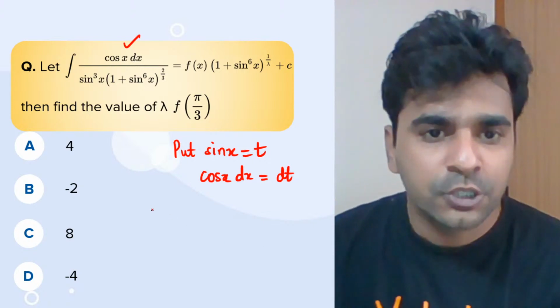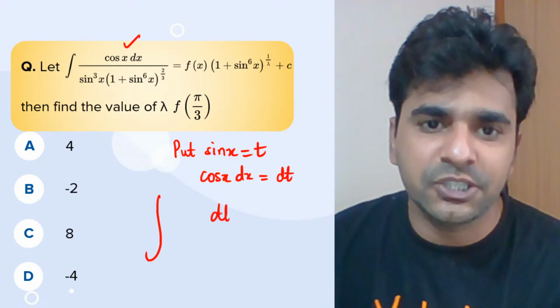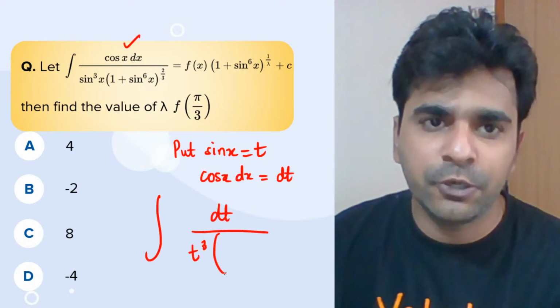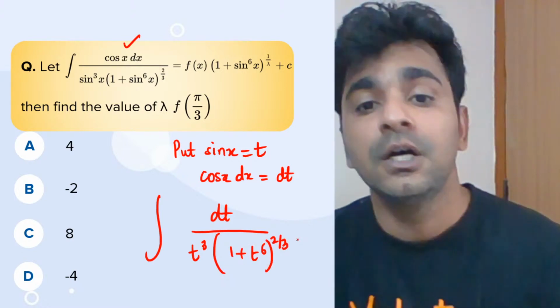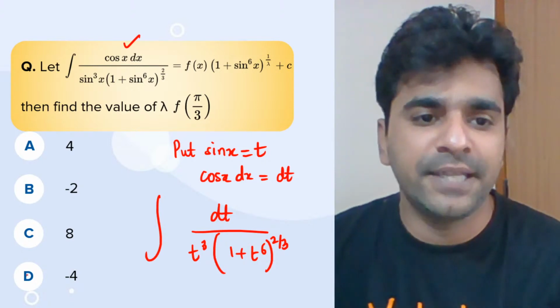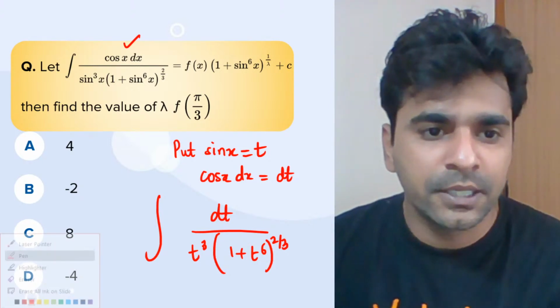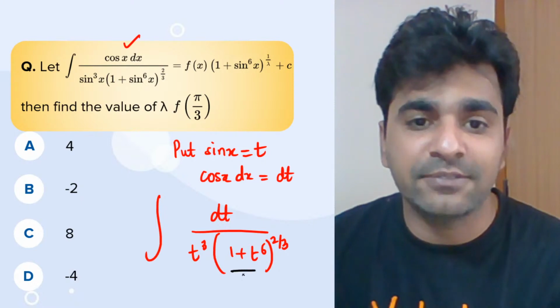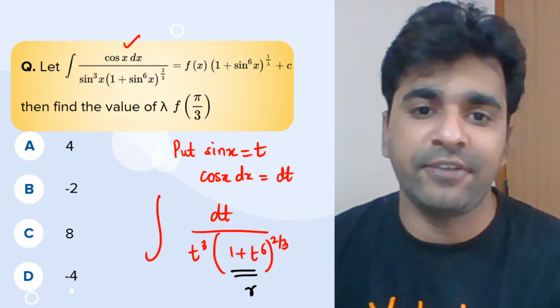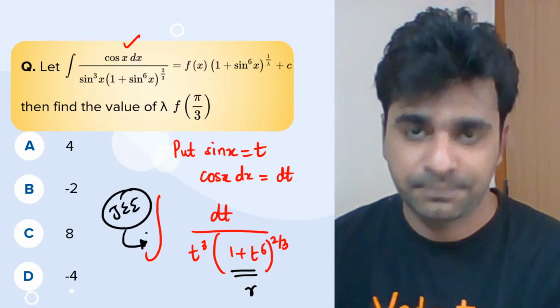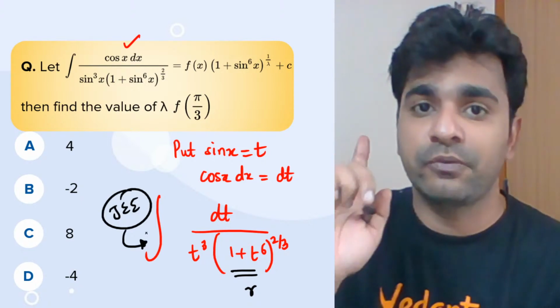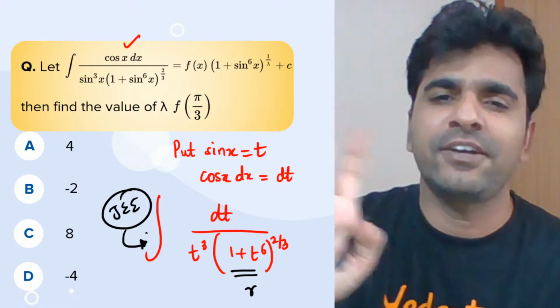Number 1 hint. So your problem will become something like this: dt over t cube times (1 plus t to the power 6) to the power 2 by 3. Now your next agenda should be that if you assume this particular thing is R, you might have solved this kind of problems. This is one of the very favorite topics of JEE walas. They ask a lot of problems based on this. If you have gone through the past year problems, you will come to know that this is one of their very favorite things.